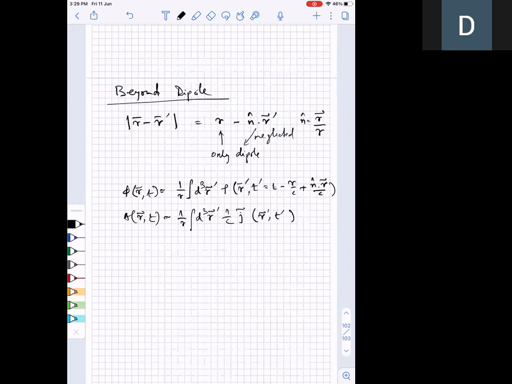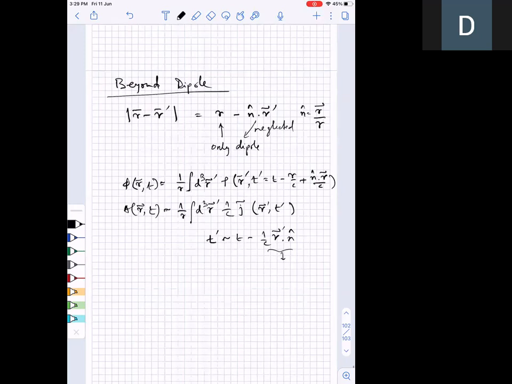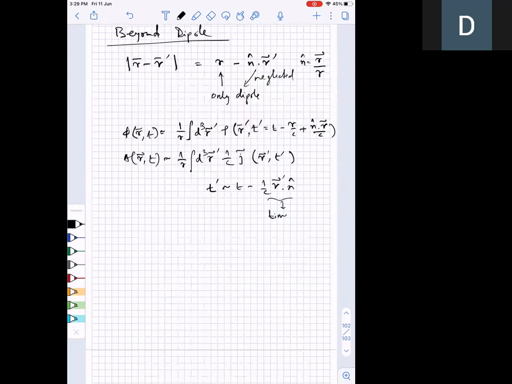T prime over here is T minus, in this case, 1 by C R prime dot n cap. This part, in some sense, is the time the radiation takes to propagate across the source. So remember, R prime is the source.